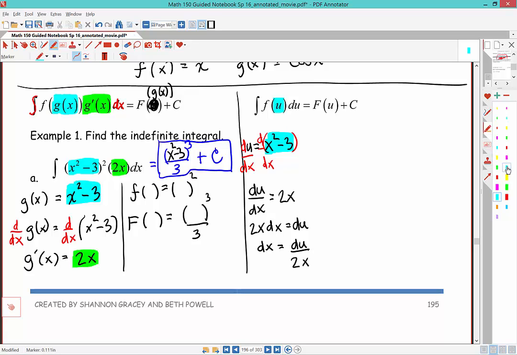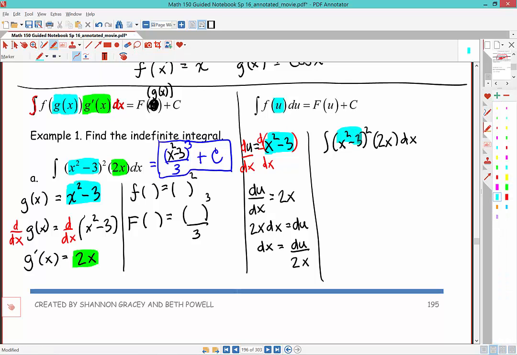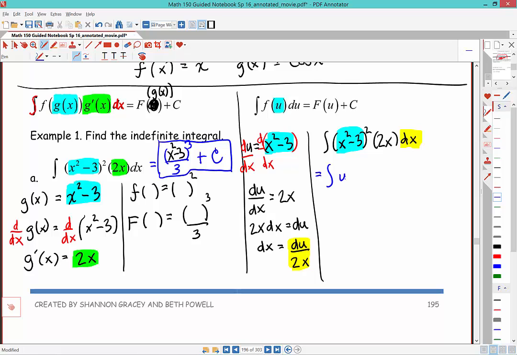So now let me rewrite. I didn't rewrite the integral. Sorry about that. So here we go. The integral that we're doing is this. We're doing the integral of x squared minus 3 squared times 2x with respect to x. Okay? So now we've got, this was our u, right? And what was our dx? Beautiful. dx was this. When we isolated dx, we got that. So then this is going to equal the integral of u squared times 2x, right, times du divided by 2x.